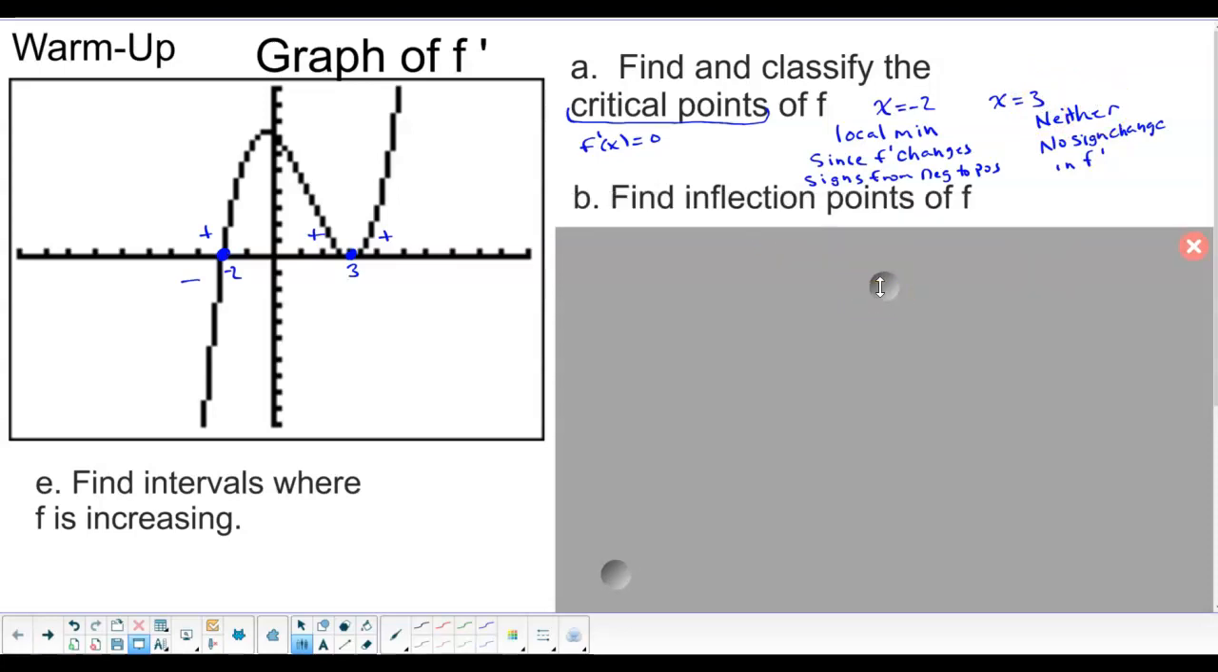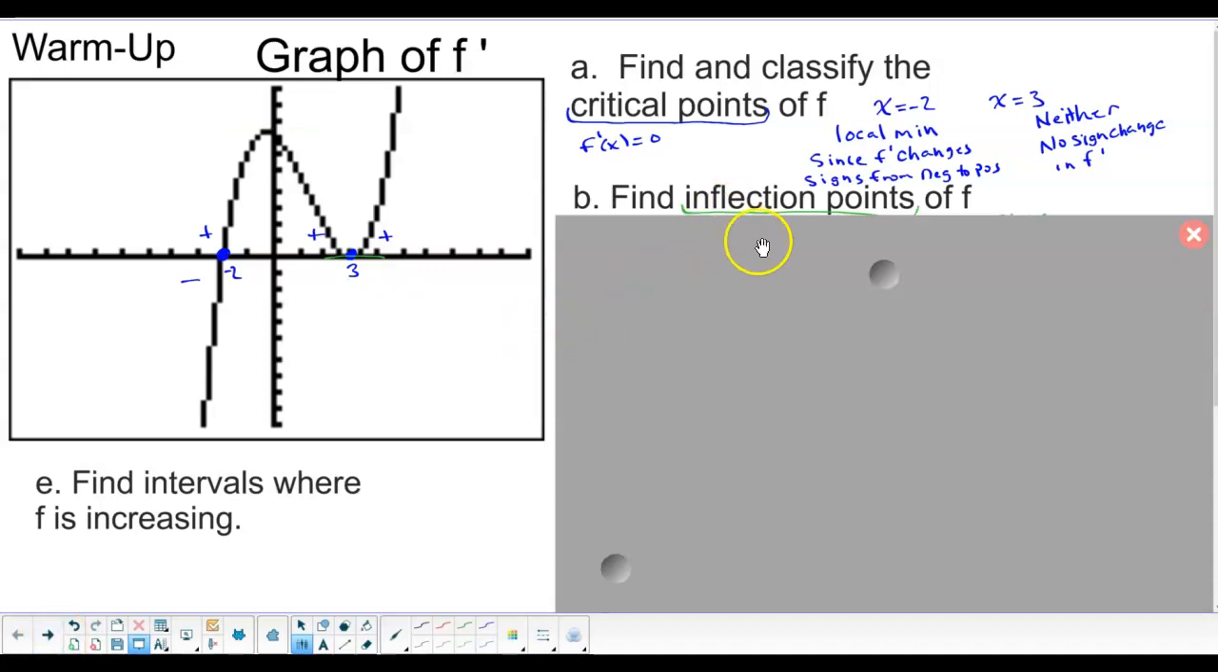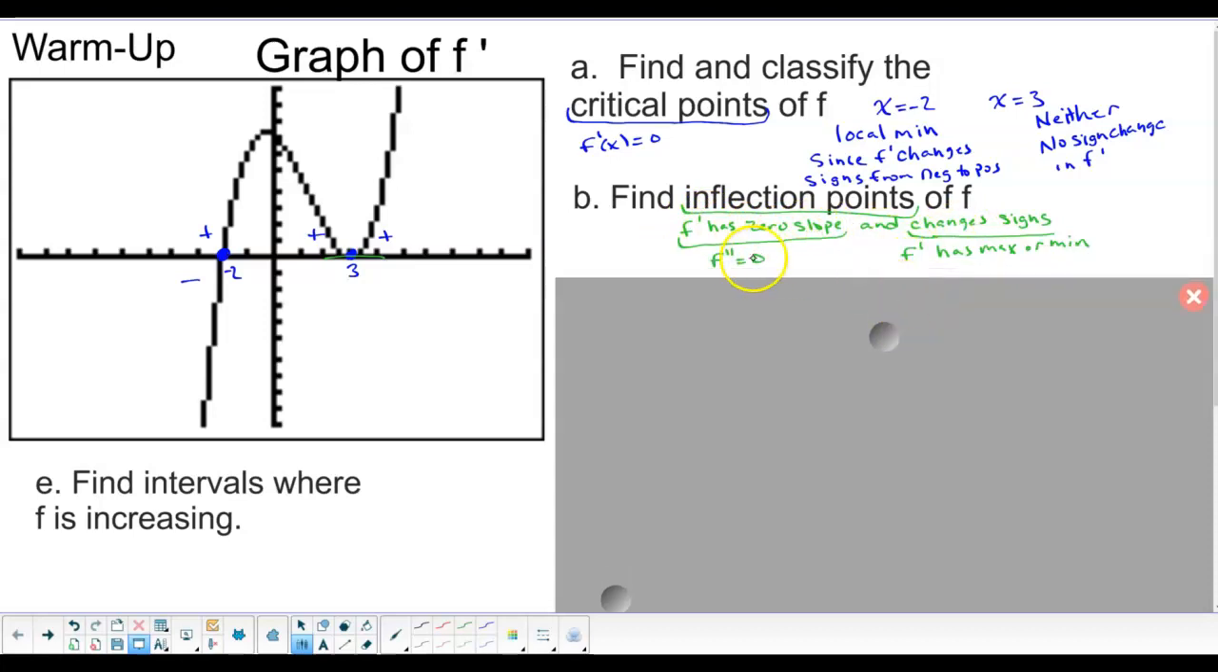All right, number 2, find the inflection points of f. So what do we know about inflection points? Well, inflection points, we know a couple of things. That's where the derivative has a 0 slope and changes signs. Another way to state that is that's where the second derivative is equal to 0. So let's find that. Where is the slope of the derivative equal to 0? Right here, it looks about -0.5. So that would be the second derivative is equal to 0.